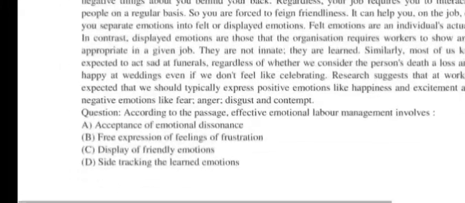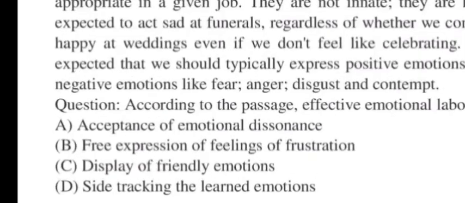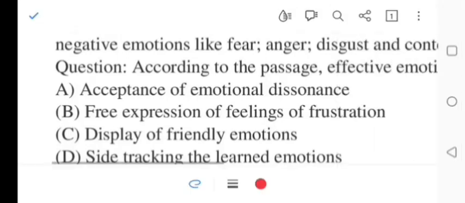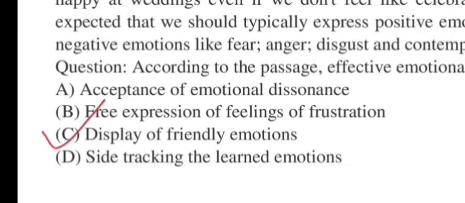It says, according to the passage, effective emotional labor management involves what? Acceptance of emotional dissonance, free expression of feelings of frustration, display of friendly emotions, side tracking the learned emotions. Number C, display of friendly emotions. It will be correct. So we have done one question paper.